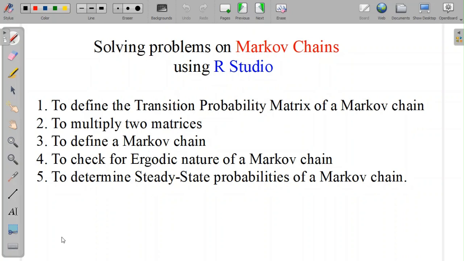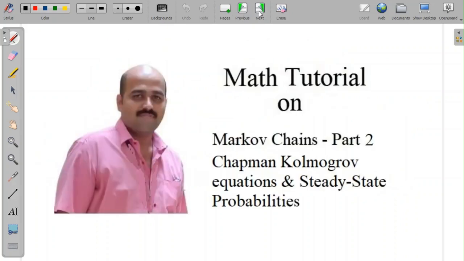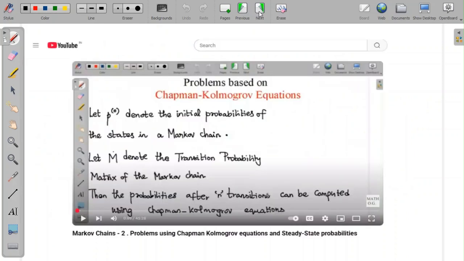The problems that we'll discuss are the same set of problems that I discussed in my previous video on Markov chains, where I solved them analytically. I've considered the same set of problems and I've solved them using RStudio. So if you have not watched the video on the analytical solution of the problems on Markov chains using Chapman-Kolmogorov equations and steady-state probabilities, you can visit the link given in the description. It will lead you to video number 2 on Markov chains in the corresponding playlist. You watch them and you can come back here.